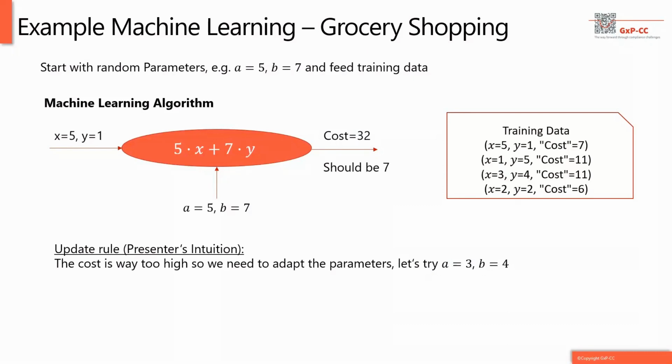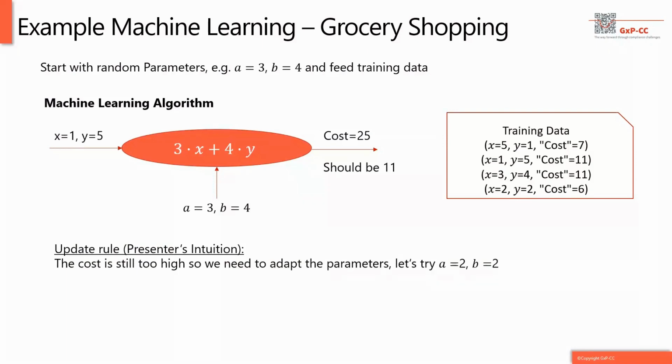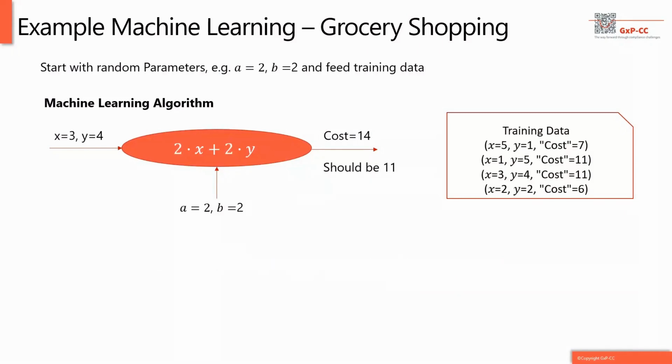And now we iteratively keep training the AI. We go with 3 and 4, take the second data point. We buy 1 apple and 5 strawberries. The algorithm says this costs 25, but it should be 11. We are better than last time, but still pretty bad. So we apply the update rule and say, this is too high. My intuition says it should be less, so let's try 2 and 2.